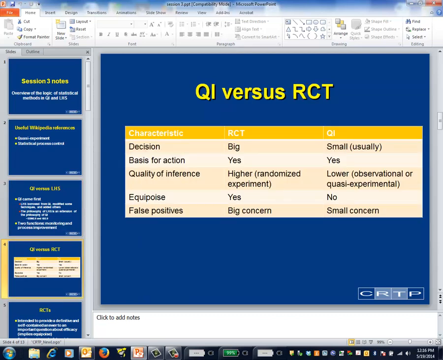Before contrasting the statistical approaches to QI and learning health systems, I'd like to make another distinction, namely between QI and randomized trials. This slide summarizes some similarities and differences along a number of dimensions. We'll begin by looking at the randomized trial column in a bit more detail. There are a number of characteristics of randomized trials that drive the logic of their statistical methods. First, there's an important decision to be made. For example, whether drug A is more efficacious than drug B.